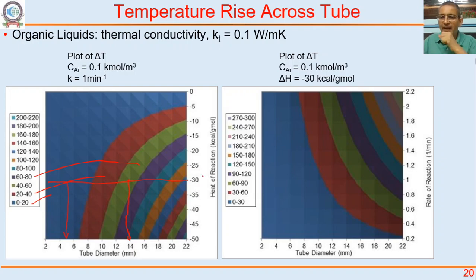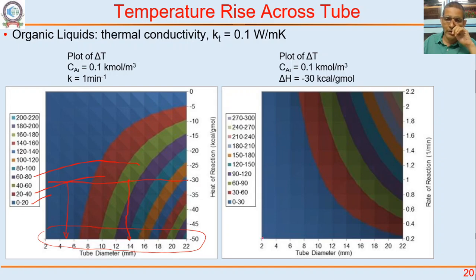I can plot tube diameter versus rate of reaction and I can calculate what is my allowable delta T max, if you like. What is my allowed maximum delta T? Correspondingly, I can afford to take a particular size of the tube. That's how these charts are to be used. Look at this, smaller and smaller tube sizes, I can afford to do higher and higher exothermic reactions, micro reactors, flow chemistry. That's what that buzzword is these days.